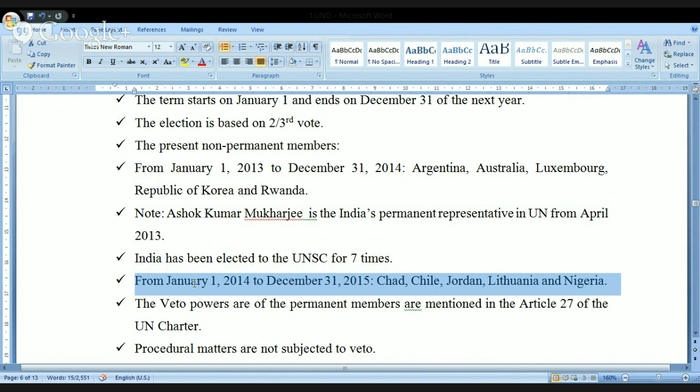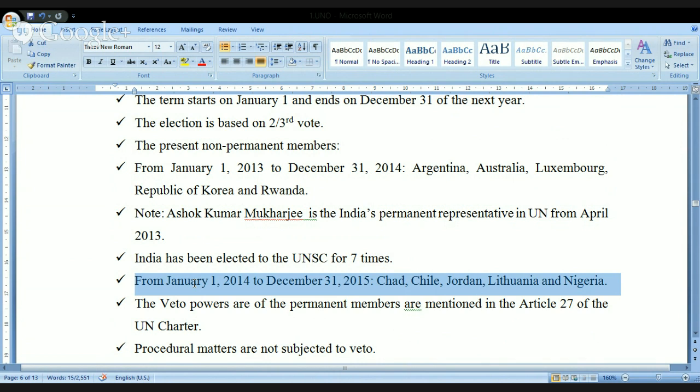So obviously, what will happen? By December 31st, 2014, the term of Argentina, Australia, Luxembourg, Korea, and Rwanda will come to an end. But during that period, the existing 5 countries will continue. And by December 31st, 2014, another 5 countries will be elected as the non-permanent members. The new countries' term will begin on January 1st, 2015, and that will continue for a period of 2 years. That's the reason the election of non-permanent members will happen every year. 5 countries are going out, 5 countries are coming in, and they will join the 5 countries which are already existing, only to see that the minimum strength of non-permanent members will be 10. This is how it will be maintained.